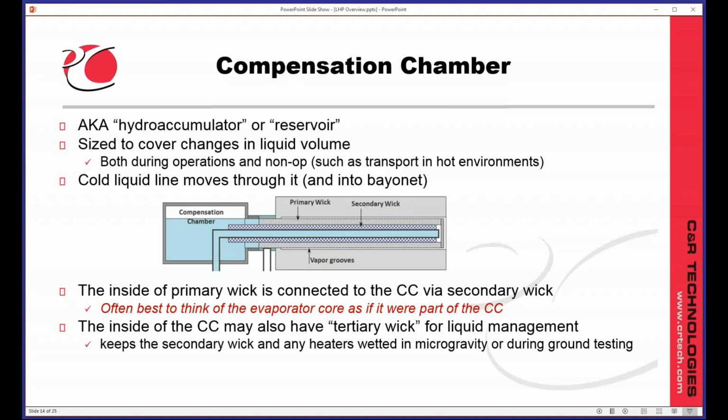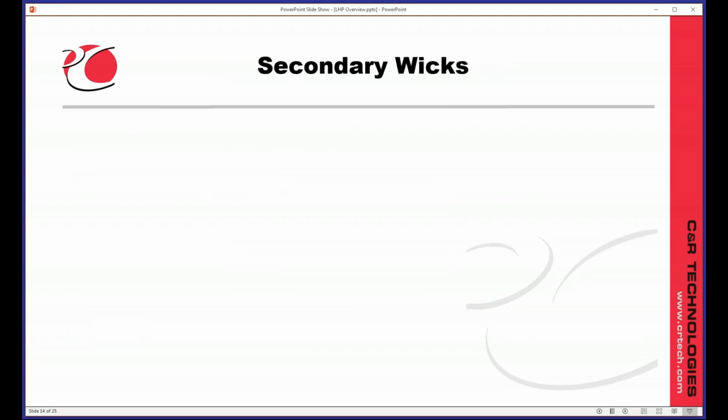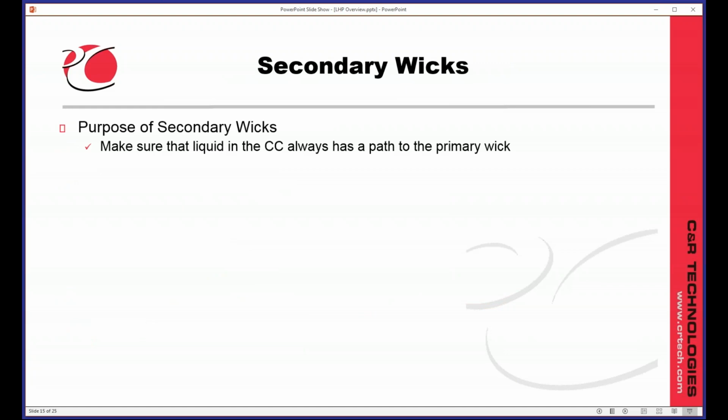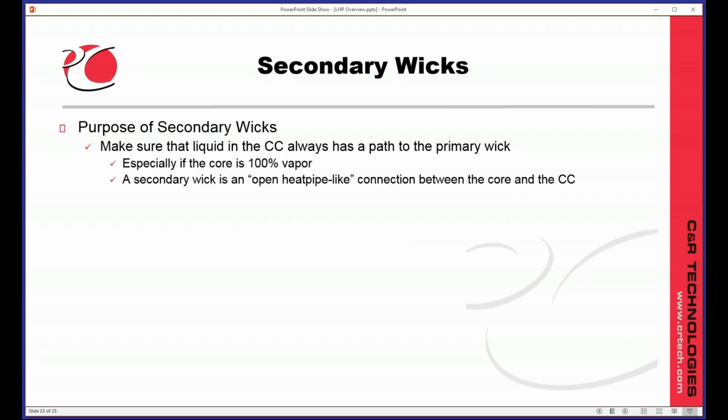And just to make things even more complicated, there can also be tertiary wicks, things that help position and carry liquid from the compensation chamber over to the secondary wick, which then carries it to the primary wick. I'm not going to cover a lot about that other than to mention that those happen. I do want to talk more about secondary wicks, though. The purpose, as I said, is to make sure that liquid always has a way to get to that primary wick, that even if the core is dry, even if there's no liquid inside the core, the wicking action of the secondary wick can help get liquid over there to keep the primary wick flowing.